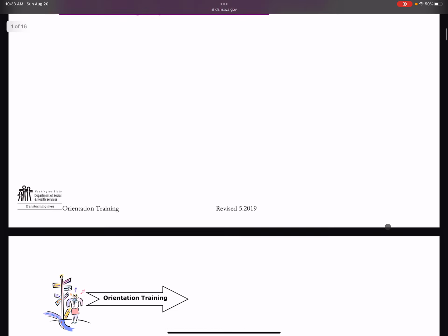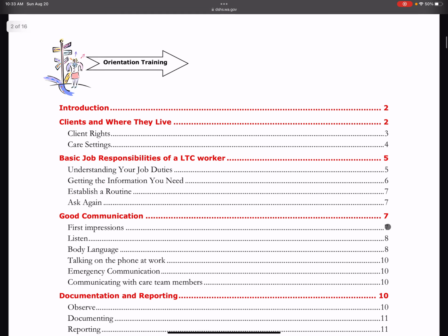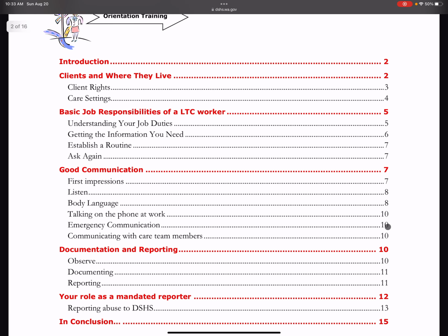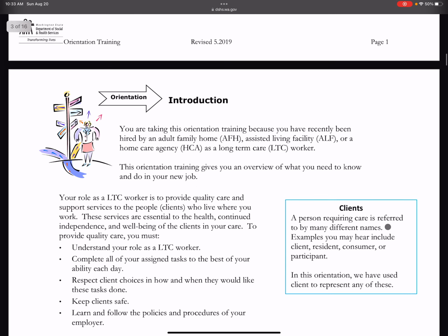Okay. Orientation, this is the book for orientation that you can see online. You can print it or you can use it on your computer to read it. It has like 15 pages, it's not too much.